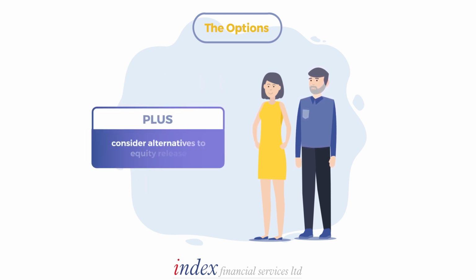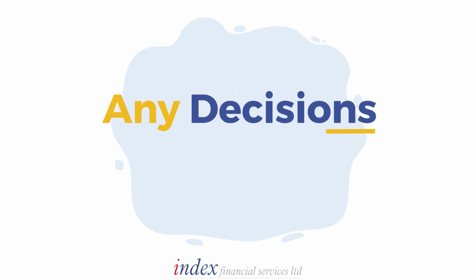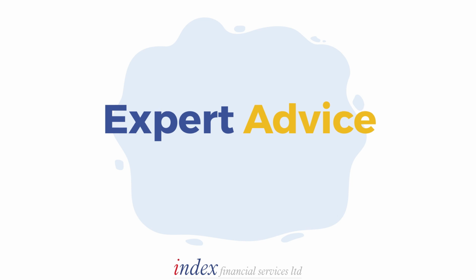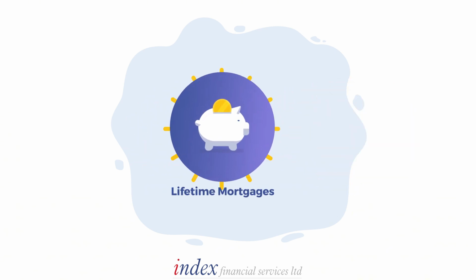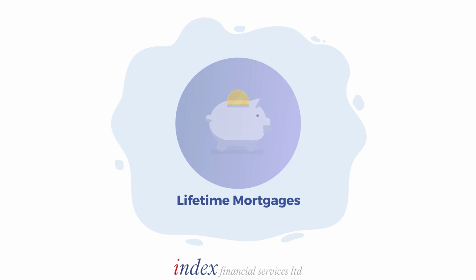You should also look at alternative options, which do not involve selling a proportion of your property or borrowing against it. Any decisions should only be taken once all these options are fully understood and you have received the benefit of expert advice. Of the two types of equity release schemes available, it is the lifetime mortgage which is by far and away the most popular in today's marketplace.